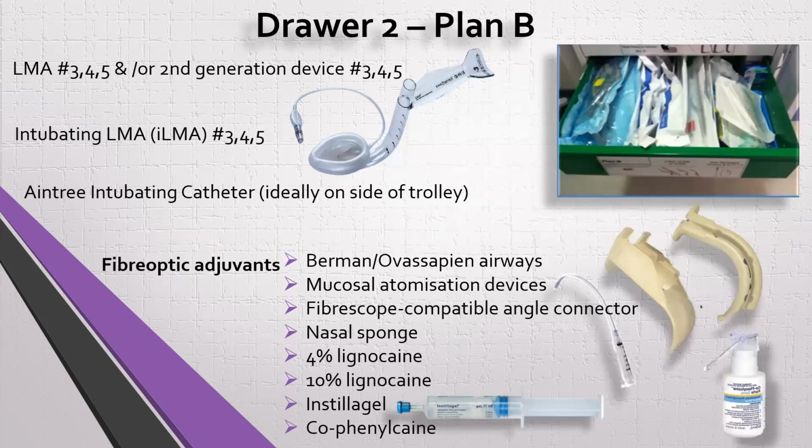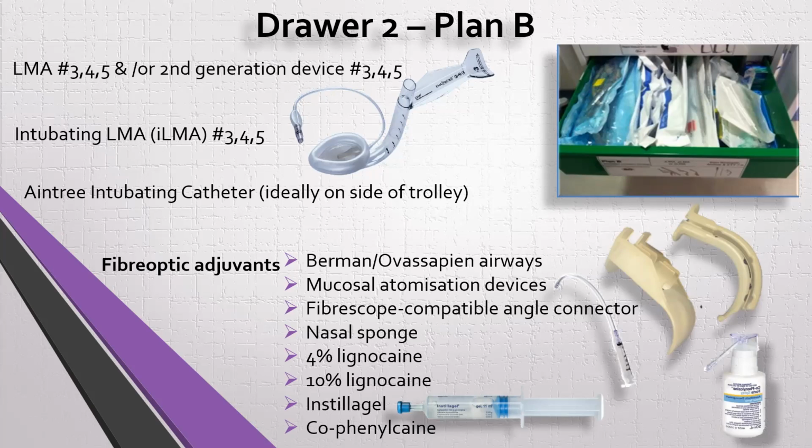Drawer 2 has equipment for plan B. We will talk about the plan and the algorithm in the next video, inshallah. Drawer 2 should contain equipment for plan B, which is laryngeal mask or supraglottic airway device with different sizes, or second generation devices, which is i-gel, slipper, intubating laryngeal mask with different sizes, and the intubation catheter, ideally found on the side of the trolley, as we mentioned before.